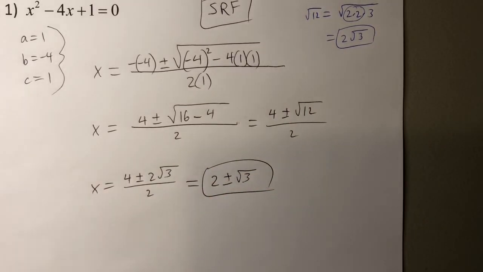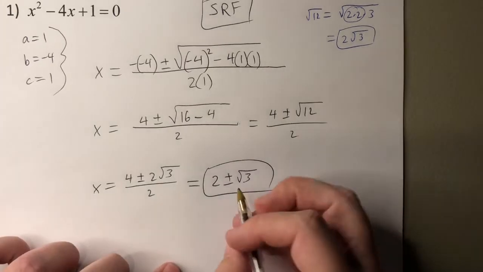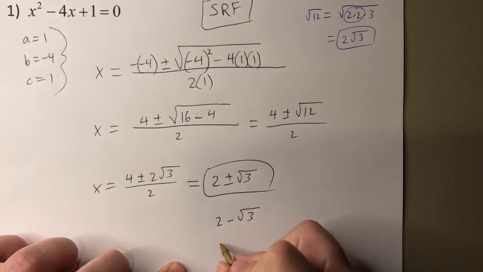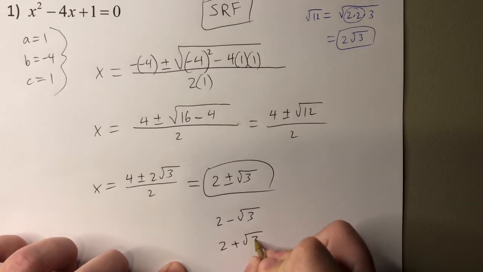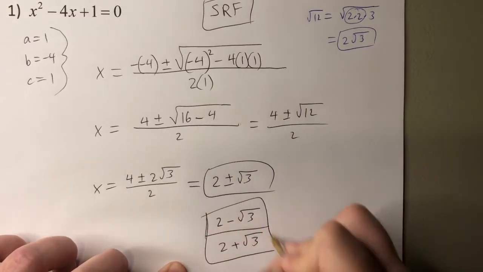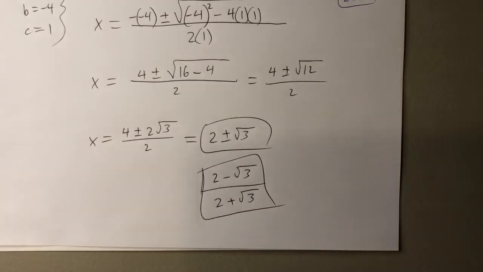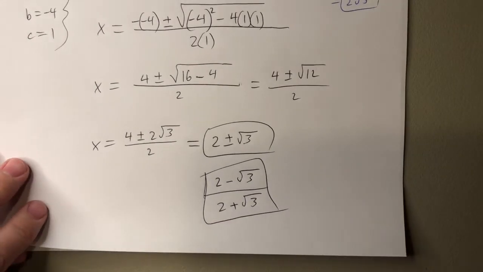Now in WebAssign, you're going to have to put them in as a separated list. Probably 2 minus radical 3, and then 2 plus radical 3, okay? So just understand how WebAssign is set up and make sure you enter the answers based upon how they want them to be entered in, okay? All right, that's example number 1. Finish with that one. Moving on to example number 2.